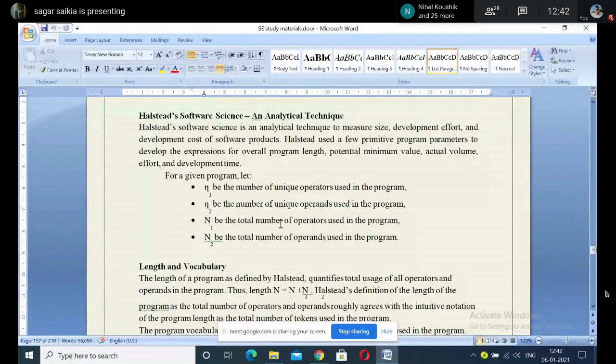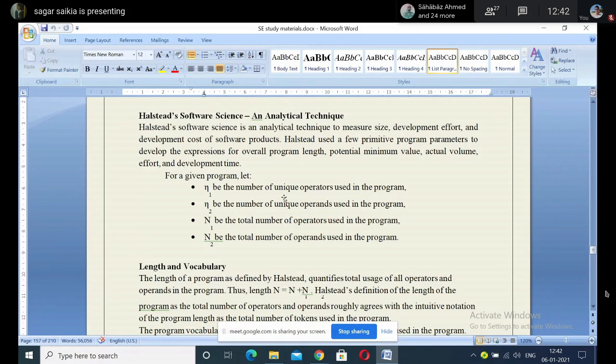N1 is the total number of operators used. N1 will not compute the uniqueness, whereas eta 1 computes the uniqueness. For example, if I have two assignment, one relational, and one logical operator, it will take only one of each: how many unique operators or operands have been used. But in N1 and N2, it will compute the total number of operators. So if three different arithmetic operators have been used, it will take a total value of three.